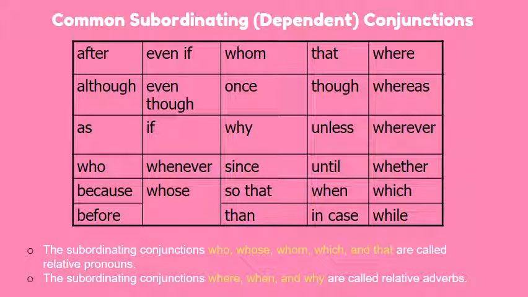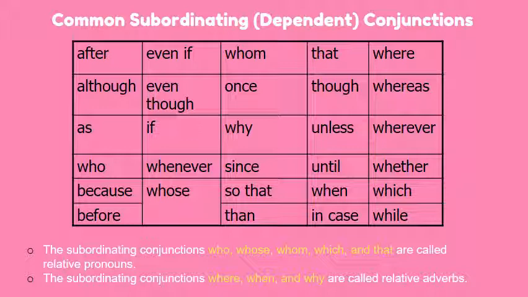Okay, now it's time to get introduced to some common subordinating conjunctions, or dependent conjunctions. The subordinating conjunctions, I repeat, are found at the beginning of the dependent clause. We can use after for time, to show actions that happened after each other.